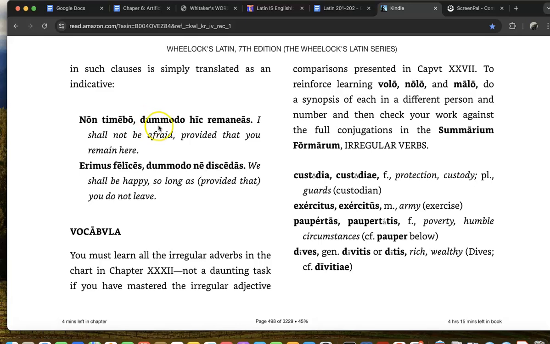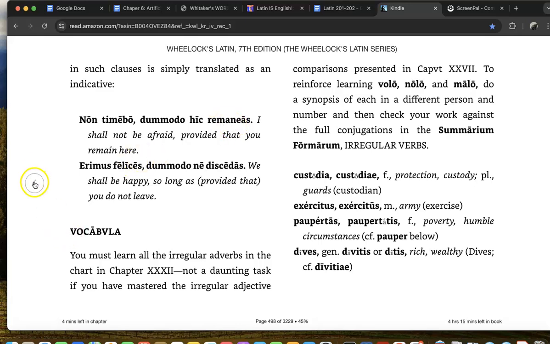Non timebo dummodo hic remaneas. We are using the subjunctive form here, but in one sense, that's not necessary in order to be successful with this sentence. Here's our timebo. I will not be afraid, or I shall not be afraid, provided that. There's the dummodo. You remain here.